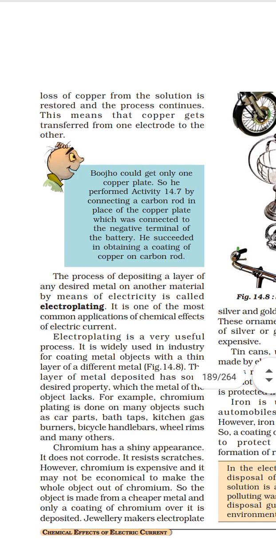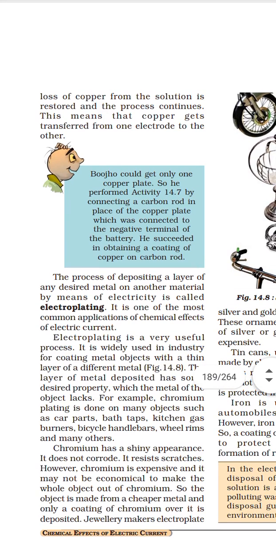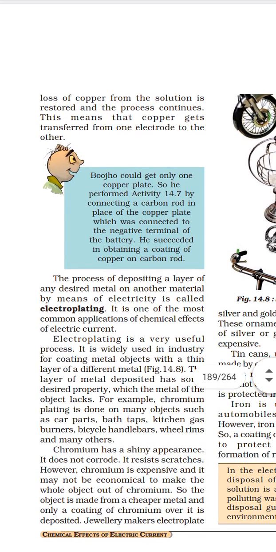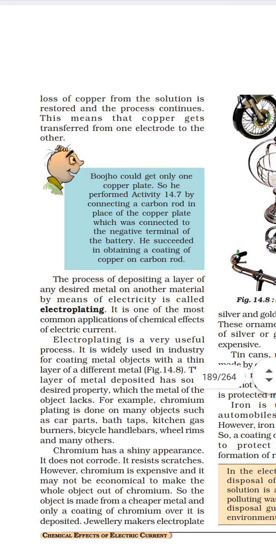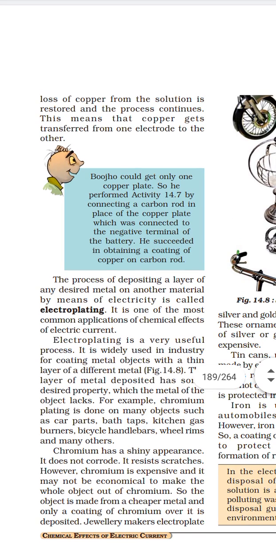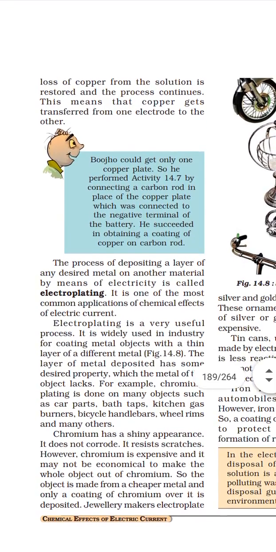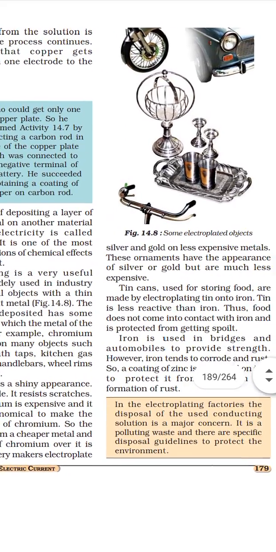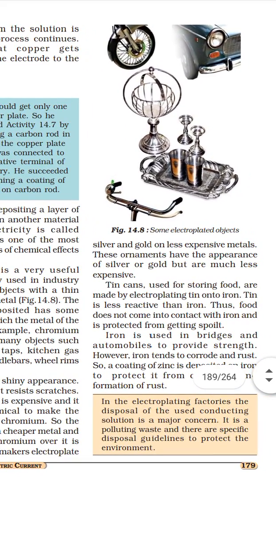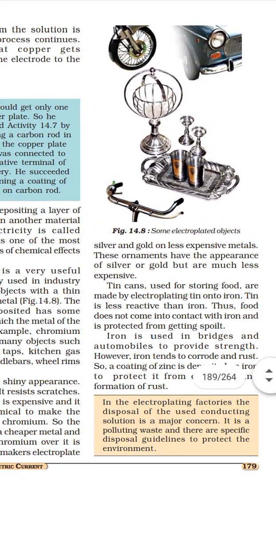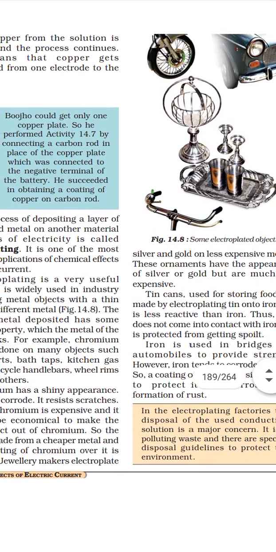Chromium has a shiny appearance, it does not corrode, and it resists scratches. Chromium is expensive, so it may not be economical to make a whole object of chromium. The object is made from a cheaper metal, and only a coating of chromium is deposited over it. Jewelry makers use electroplated silver and gold on less expensive metals. These ornaments have the appearance of gold and are less expensive.